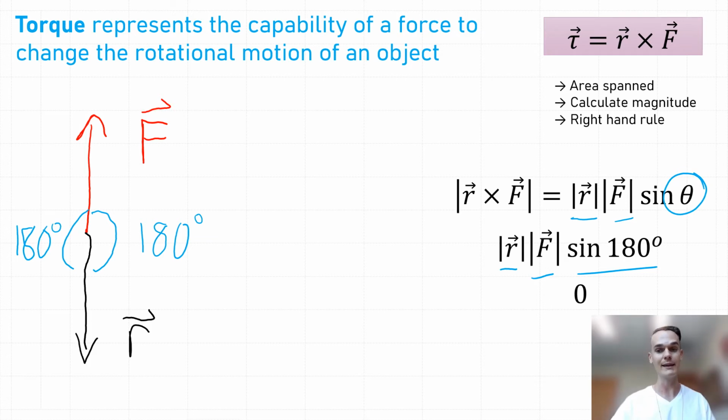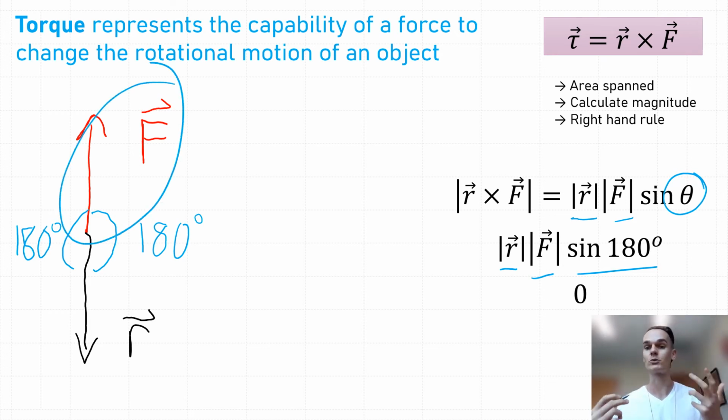And we see why force and torque are different. This force right here exists. It's real. But even though the force vector is real, has a non-zero magnitude, the torque vector doesn't exist. No rotational motion is caused when you apply the force in this way.